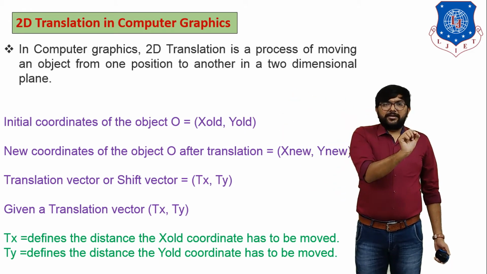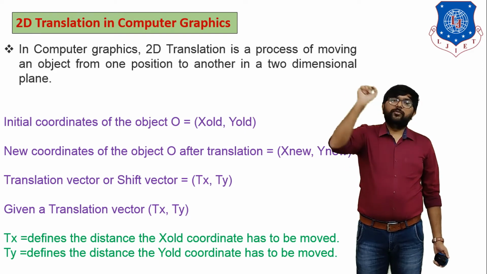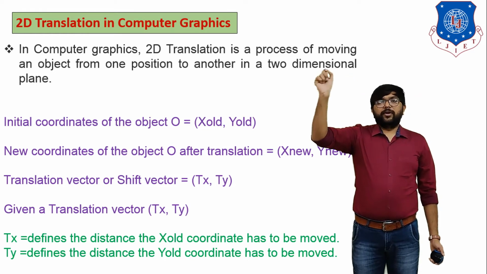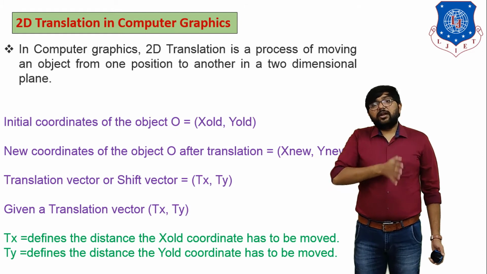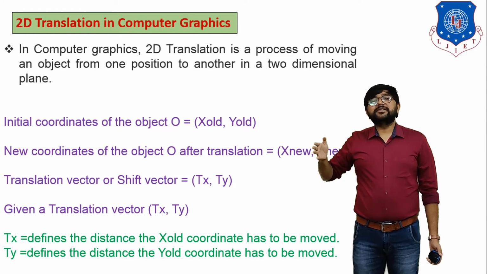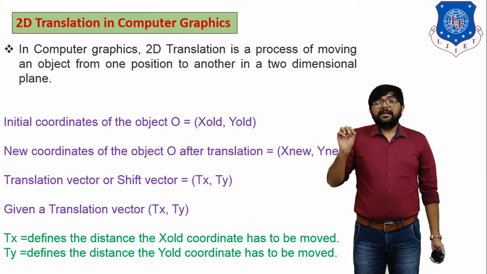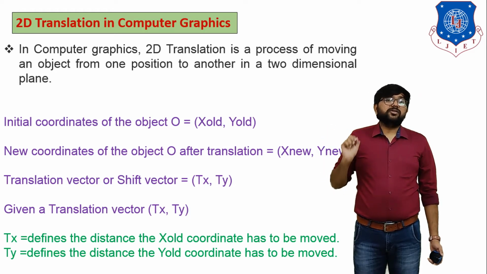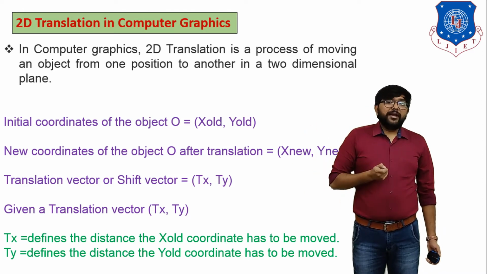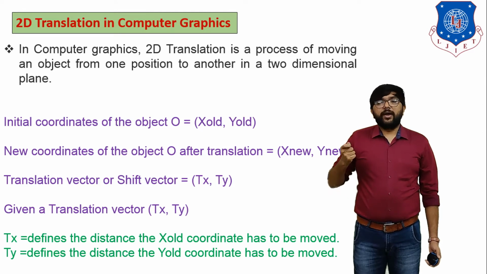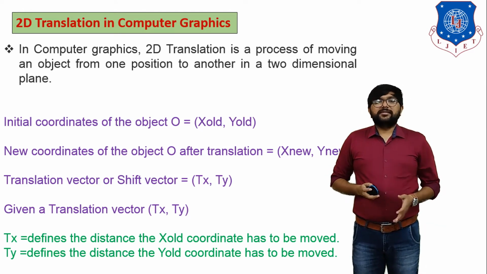The original position is (x old, y old). We have to move this point to a new point, and the coordinate of the new point is (x new, y new). Now the translation vector or shift vector is (tx, ty). Clear? Given the translation vector (tx, ty), tx defines the distance by which the x old coordinate has to be moved, and ty defines the distance by which the y old coordinate has to be moved. So this is the simple translation.